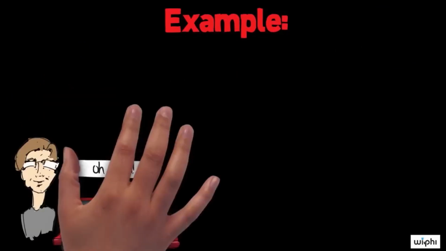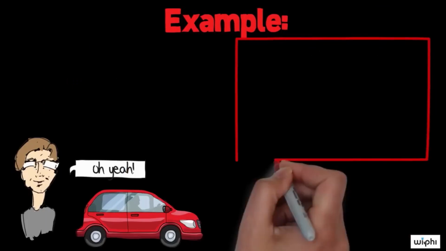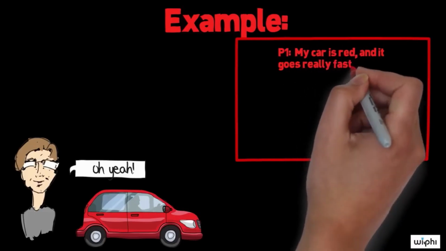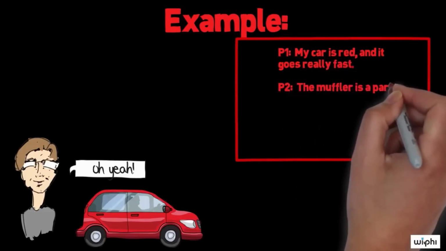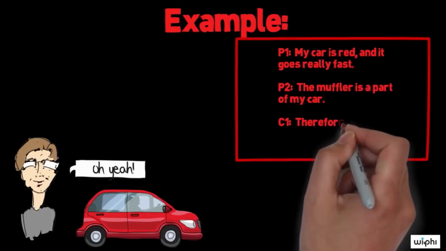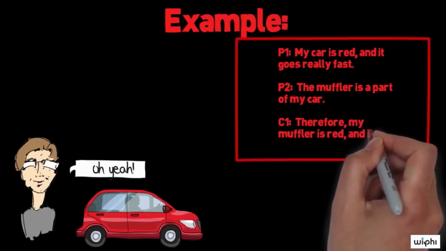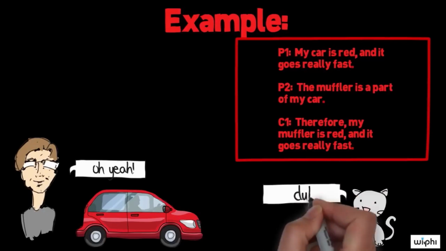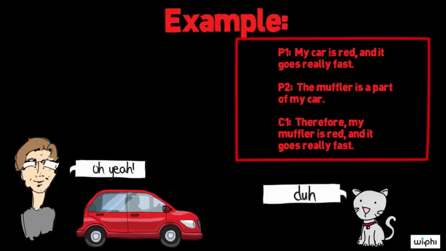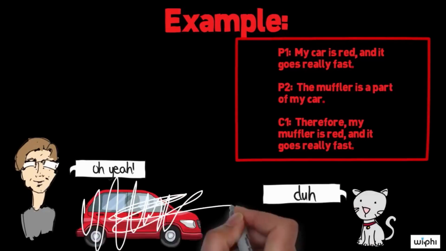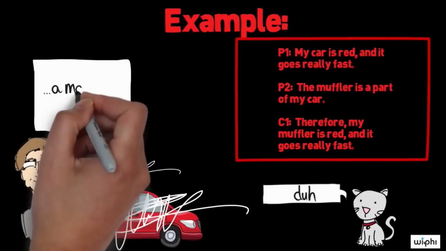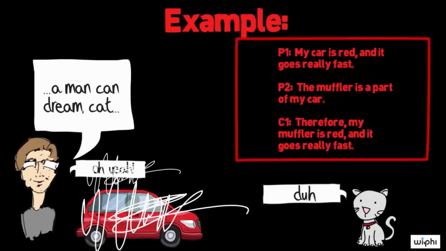Suppose that I have a car, and I made this argument about my car. Premise 1, my car is red and it goes really fast. Premise 2, the muffler is a part of my car. Conclusion, therefore, my car's muffler is red and goes really fast. Okay, that was an easy one. Of course, no one would make this argument or assume that I own a car, but it demonstrates where the style of argument fails. Clearly, the muffler doesn't have the same properties as the car.